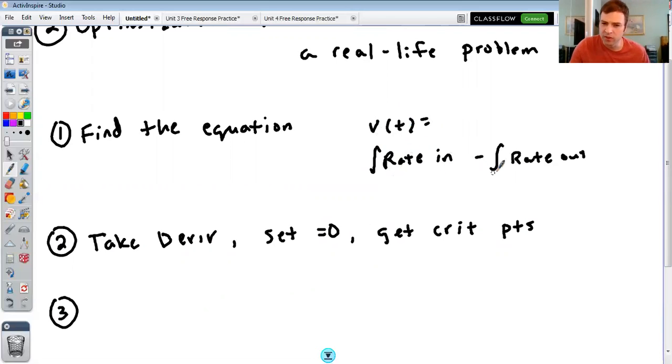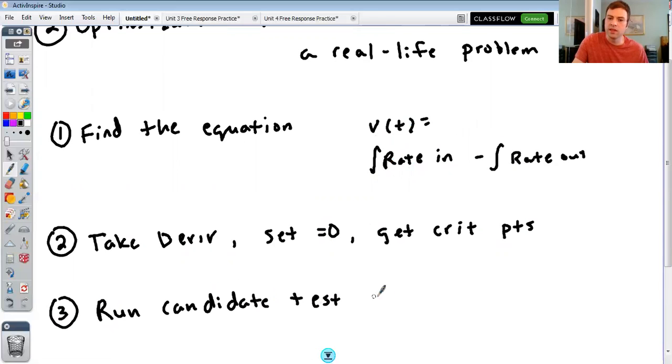If you took the derivative of this integral function, rate in minus rate out, the integrals would go away. You just have the rate in minus the rate out. So then what do we do? Well, we're going to run the candidate test. And remember, the candidate test is where we take your critical points and your endpoints into the original equation.